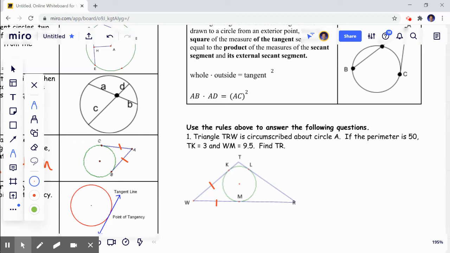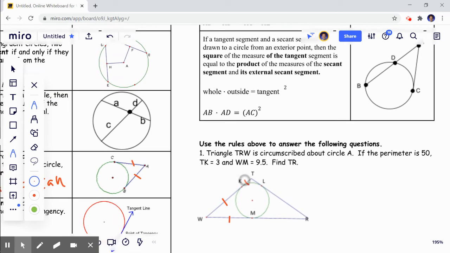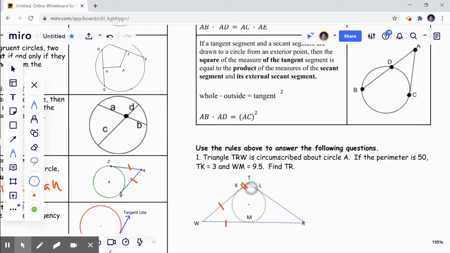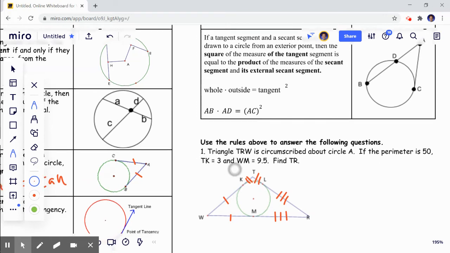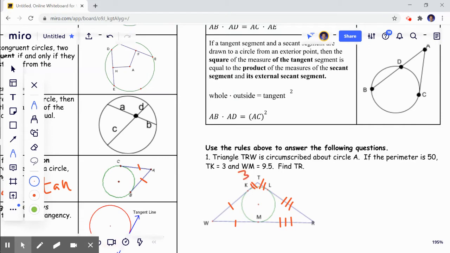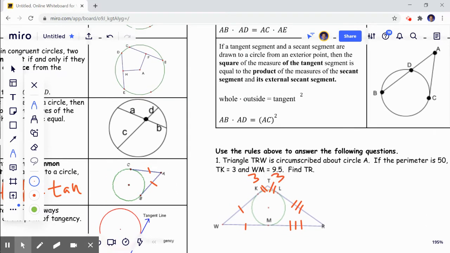based on this rule, and then TK would have to be congruent to TL, and LR would have to be congruent to MR, since those two tangent segments meet at the same exterior point of R, just like this picture right here. I'm going to label the given information. So TK is 3, so that means TL would also have to be 3. WM is 9.5, so that means WK would also have to be 9.5.